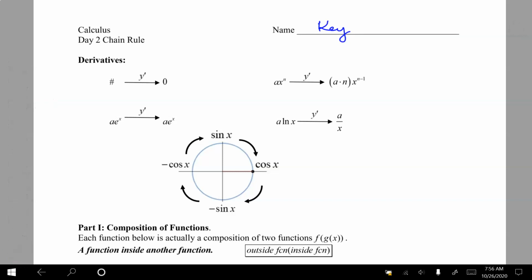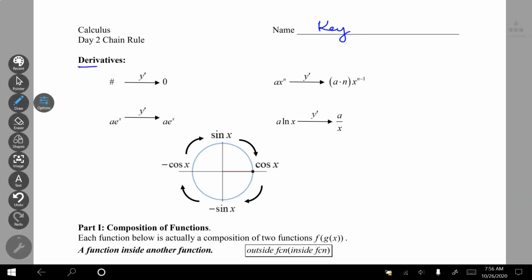Today's lesson will be on chain rule. Chain rule is when we have functions inside of a function. So for a review, let's talk about the derivatives that we already know. We know all about a constant and the power rule and e to the x, and we just learned about ln of x, and we have our trig circle derivatives. So we're going to use these.